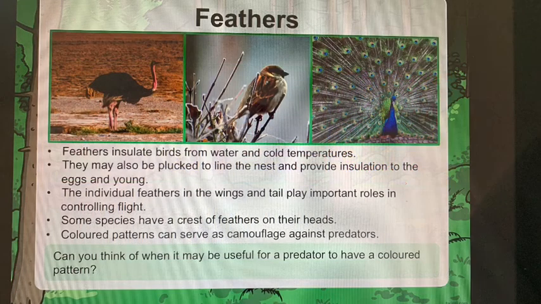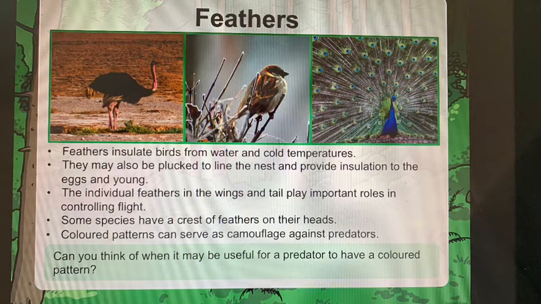So feathers here. Feathers insulate birds from water and cold temperatures. That means in cold weather, the feathers help to keep the bird warm and insulated from water. It helps to keep the water off. They may also be plucked to line the nest and provide insulation to the eggs and young, so a little protective layer in the nest to keep the babies warm.